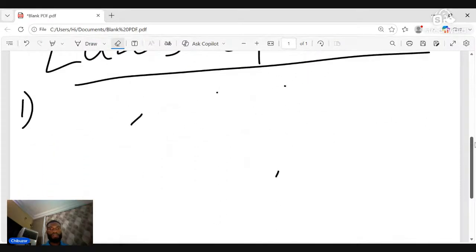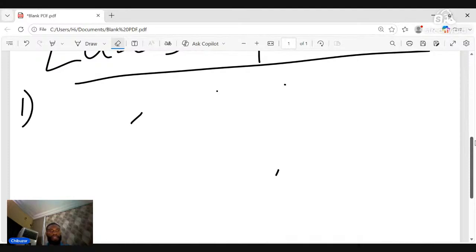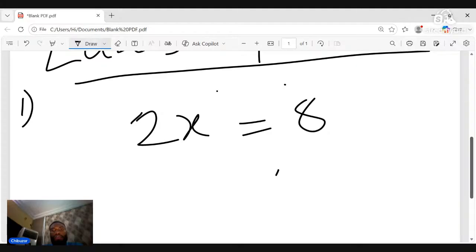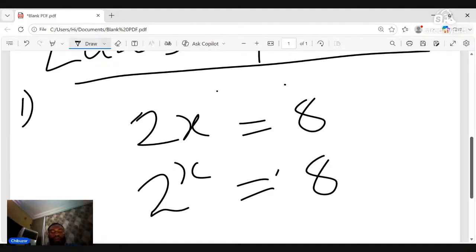So for index equations, like I said, index equations are equations where the unknown number is indexed. For example, in a linear equation, you will have something like 2x = 8. But in an index equation, you'll be seeing something like 2^x = 8. Here, the unknown number x is an index, is a power, unlike a linear equation where it is 2x = 8.